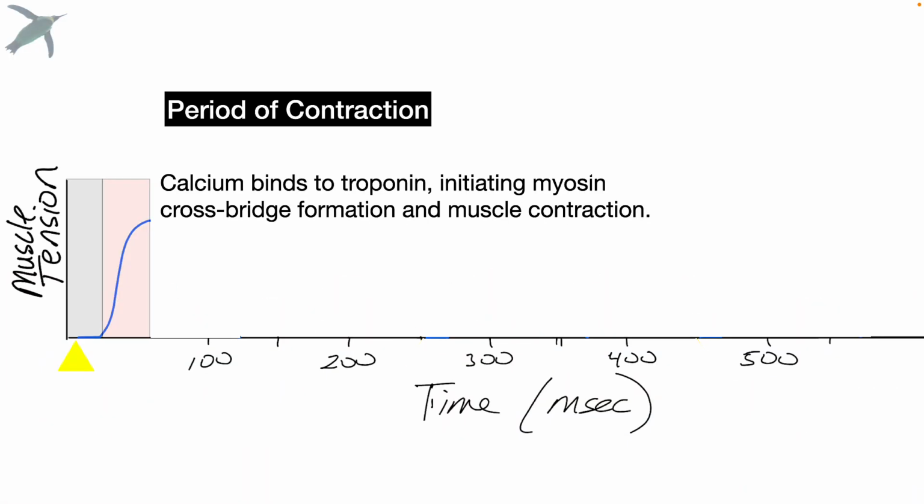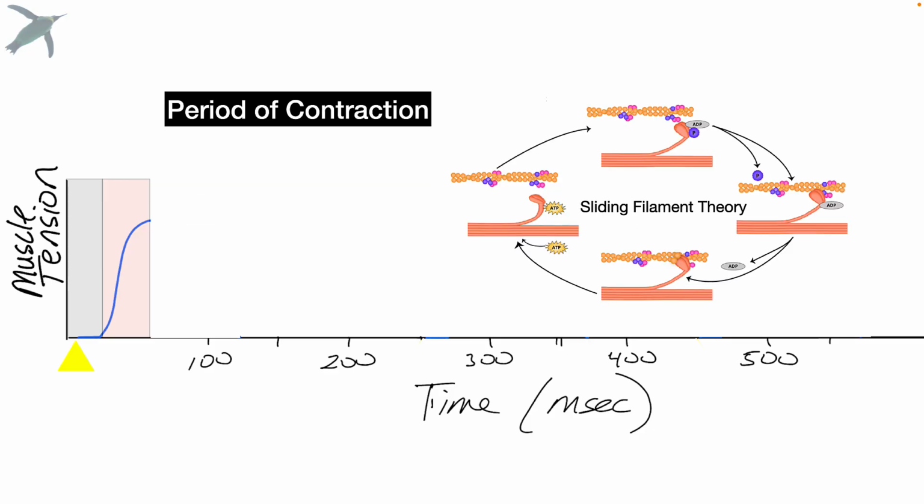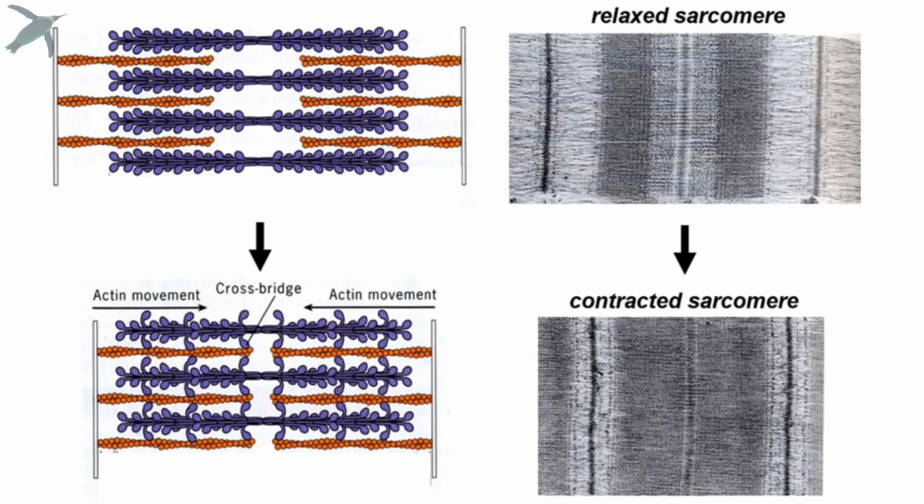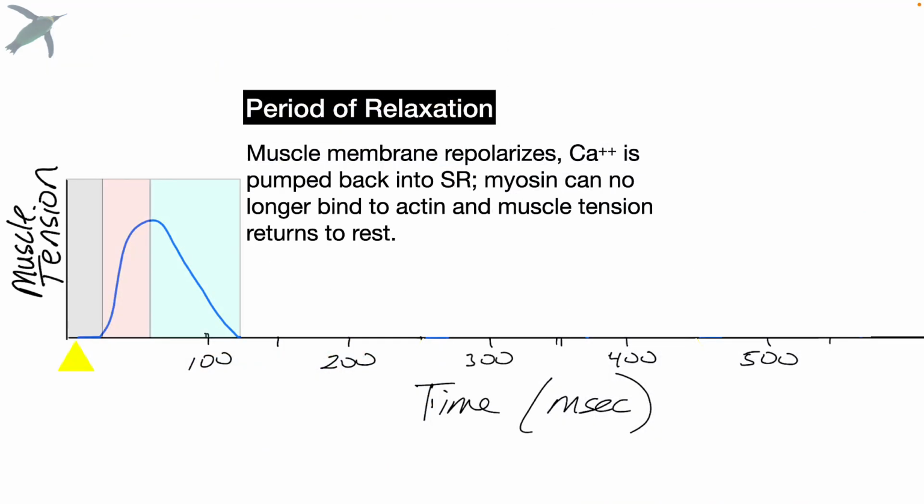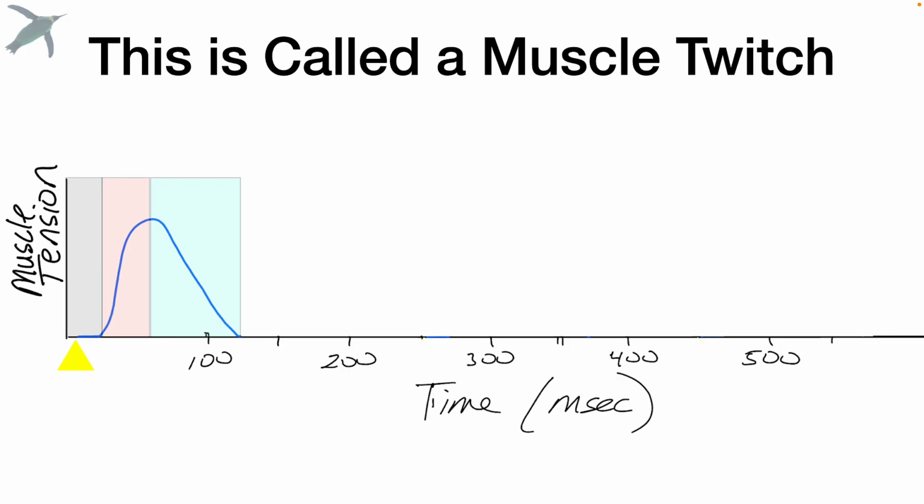The next thing that happens is what we call the period of contraction. And this is when calcium binds to the regulatory protein troponin, and you get this whole sliding filament theory story, which once again you may have already studied or it's coming soon. And the sarcomere, the unit of contraction, shortens. Now, if nothing else happens, then the muscle will immediately return to rest. So this is a very fast event, as you can see, and we call this whole thing a twitch.